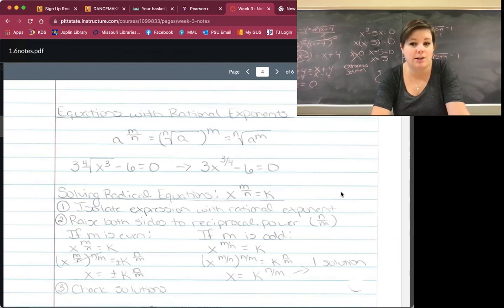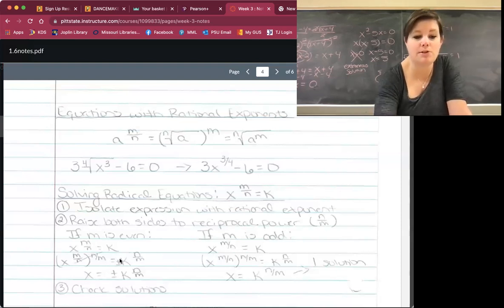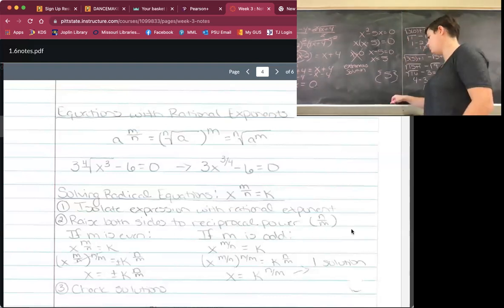There's one little caveat: you need to look at your m. If the m, which is the top number of your exponent, is even, then you're going to have a plus or minus when you raise it to that n over m power. If your m is odd, then you're just going to have the one solution. So if m is even, you get 2 solutions. If m is odd, you just get 1 solution. Okay? Let me erase the board behind me, and then we will do an example.